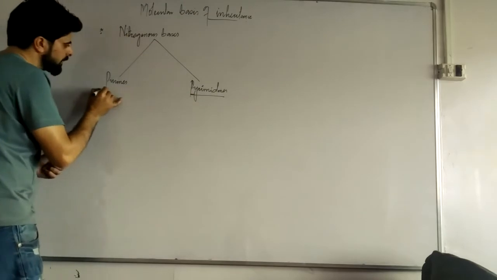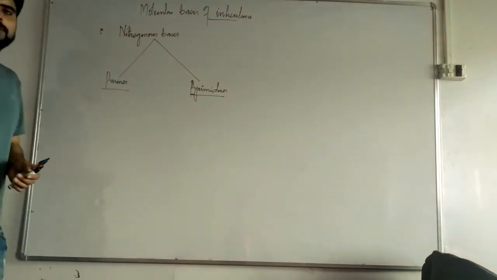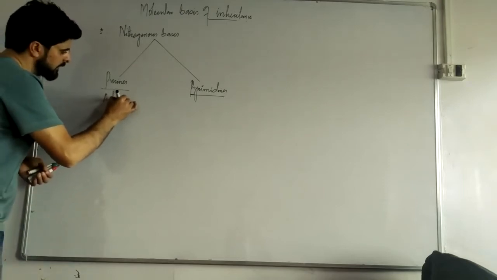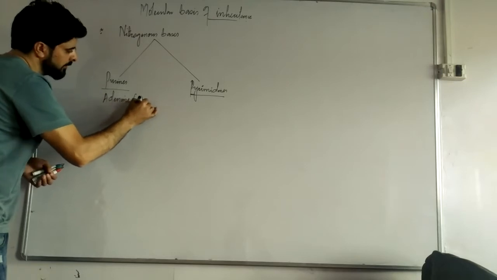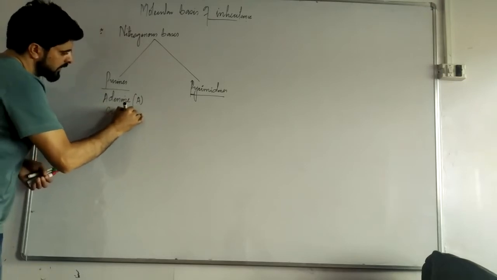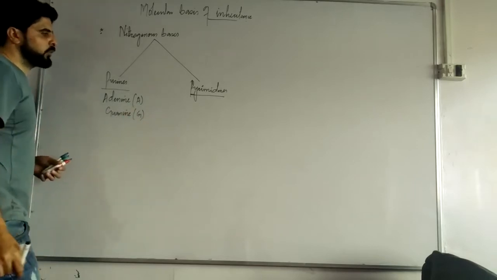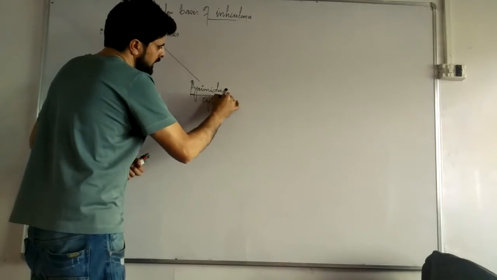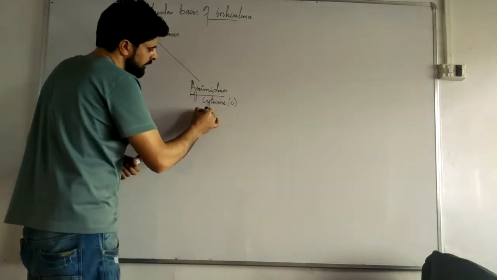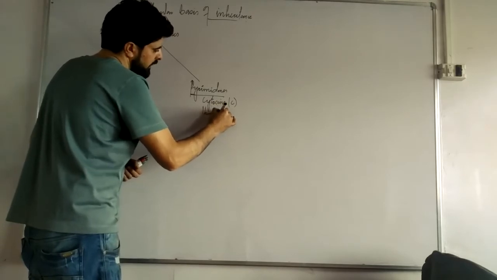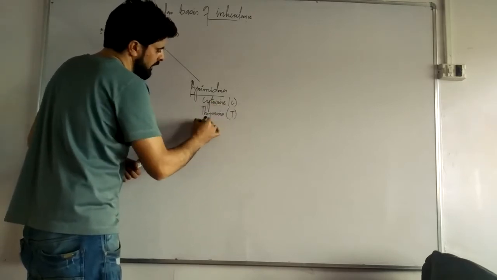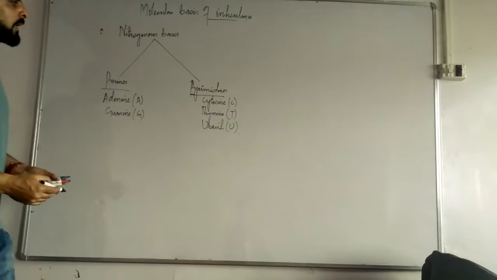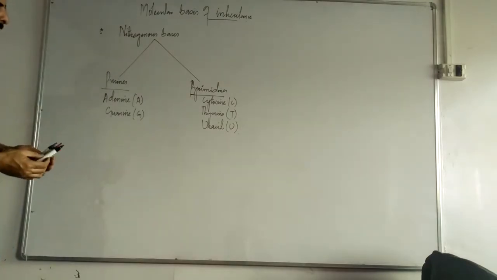Now these are the two types of nitrogenous bases which are present in DNA as well as in RNA. The purines are adenine, which is represented in short form as A, then guanine, which is represented as G. And we have the pyrimidines: cytosine, represented by C, thymine, represented by T, and then uracil, represented by U. So these are the nitrogenous bases present in DNA as well as in RNA.